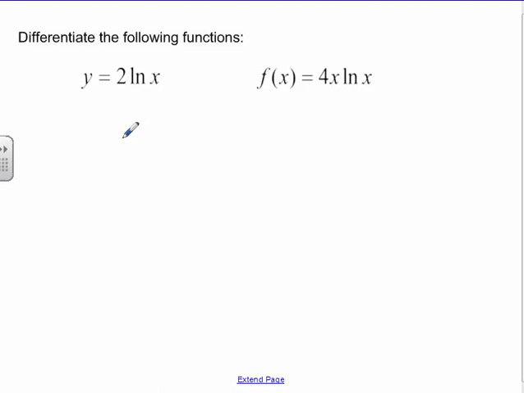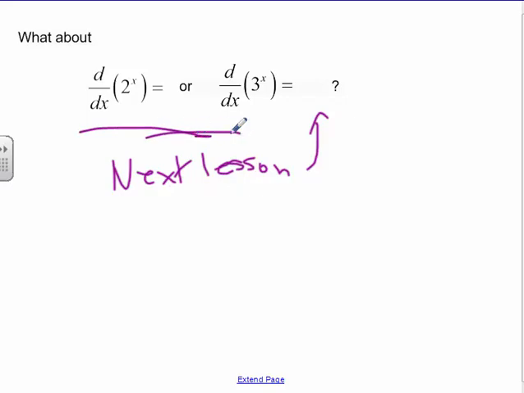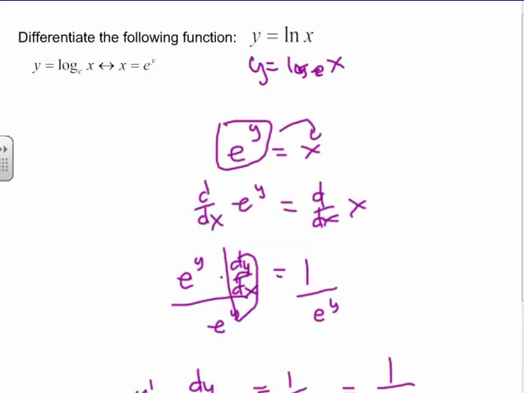So for this part of my lesson, we're going to focus on natural logarithms. And then in the next video lesson, I'm going to show you how natural logarithms can help us finally solve this problem of how do we take the derivative of 2 to the x and 3 to the x. How do we deal with that? But I'll get to that in the next lesson, tomorrow, whenever you watch it.